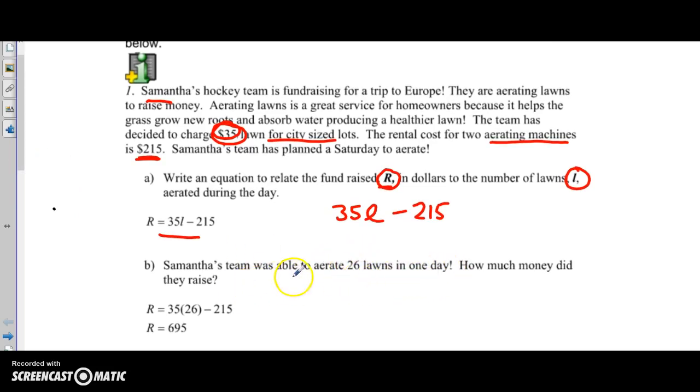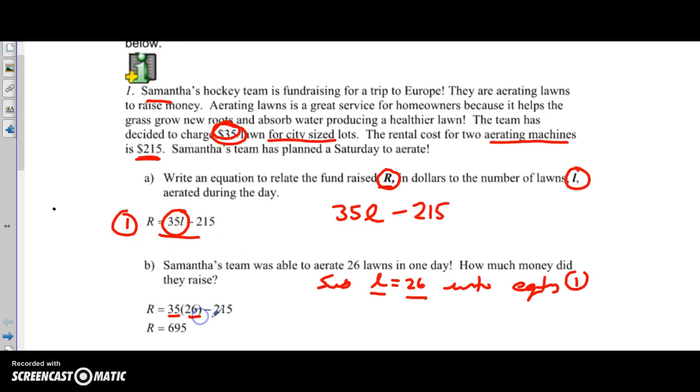Well, what you're going to do here is you're going to sub L equals 26 into the equation. Now, sometimes we label the equations. You can call this equation number 1, and later on that'll come up in grade 10. So into equation number 1, sub L equals 26 into the equation. So anywhere you saw an L is 26 now. So everywhere you see an L in the equation, you put 26. So 35 times 26 minus 215 is $695.